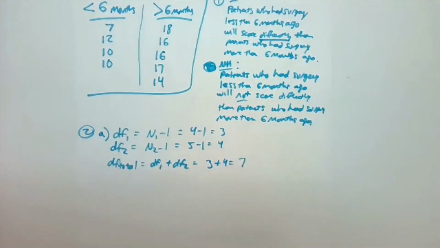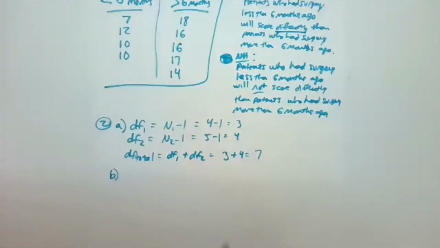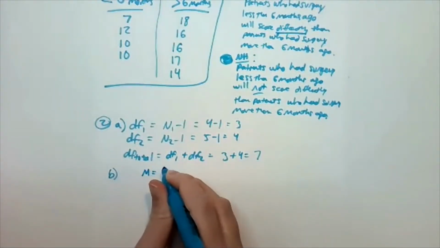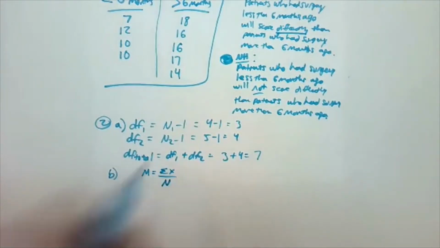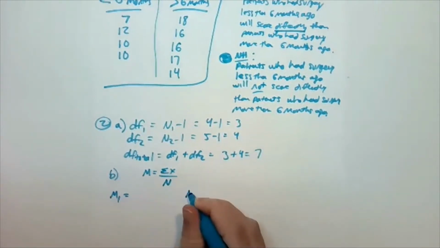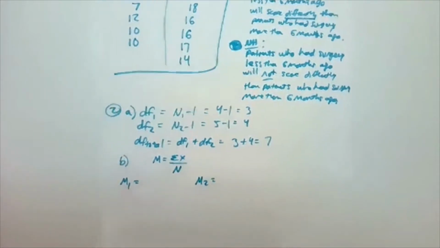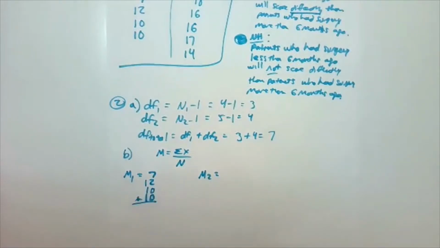And so the next thing that we want to do is get the mean of each of our groups. And so we remember that our formula for the mean, which we always want to include in our calculations, we have the sum of x, and that sum divided by n. And so we're going to get the mean of group 1 and the mean of group 2. And so again, we have our scores here, 7, 12, 10, and 10. If we add those up, we will get 39.